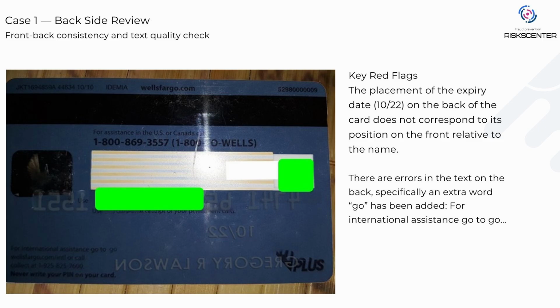Now compare the back side with the front side. Counterfeit cards may look acceptable on one side, but fail when both sides are checked together. Pay attention to the expiry date placement on the back. It does not match the front side layout well. Then look at the assistance text. The extra word makes the text look poorly reproduced. This is the kind of detail manual review is designed to catch.